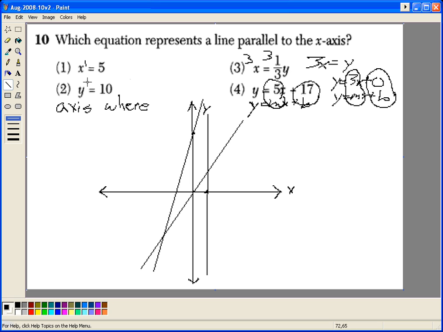We could immediately say that number 2 is the answer, but we ought to check it. The axis it hits is y, and it hits the y-axis at about 10. We'll say that's about here. And in order to hit the y-axis at about 10, it would have to run just like that, parallel to the x-axis, never crossing it, which means our correct answer for number 10 turns out to be number 2.